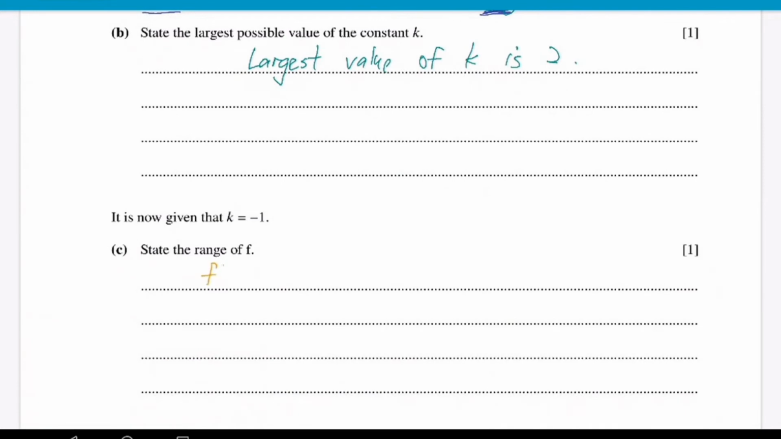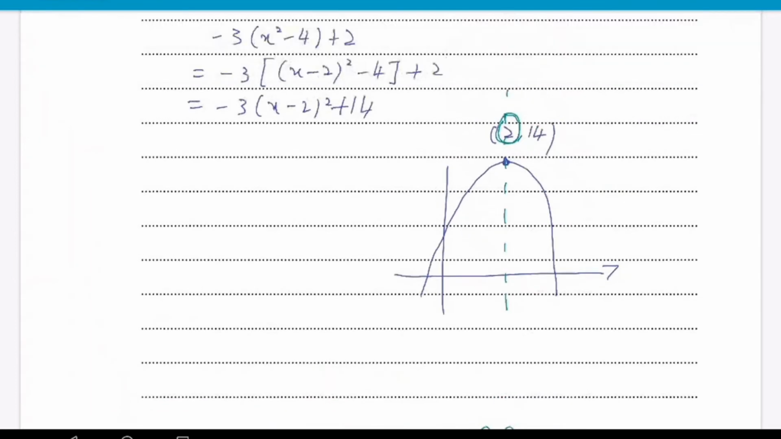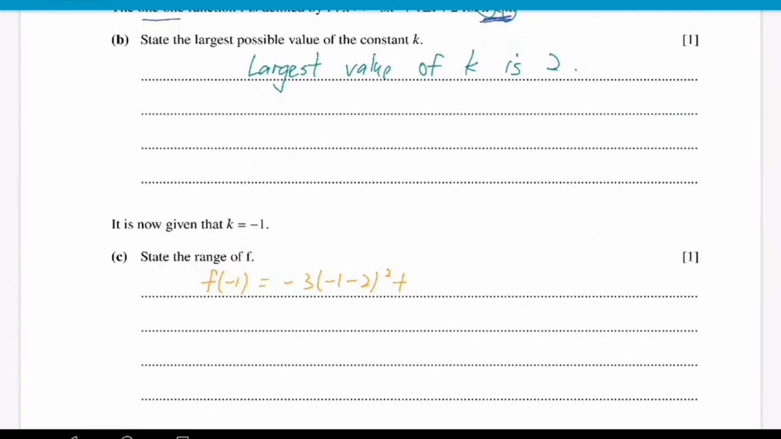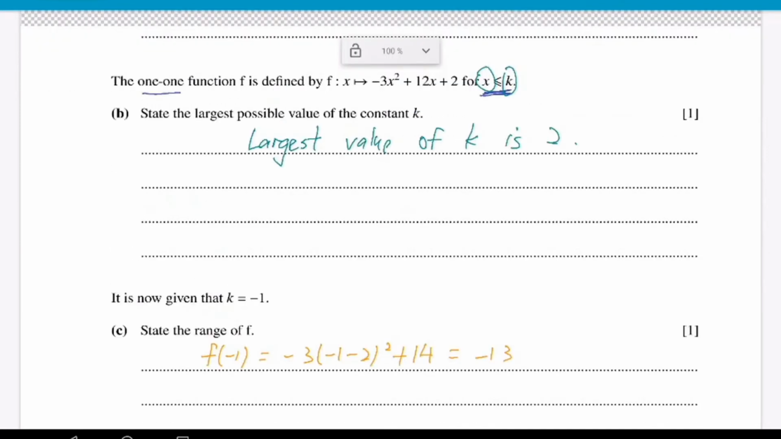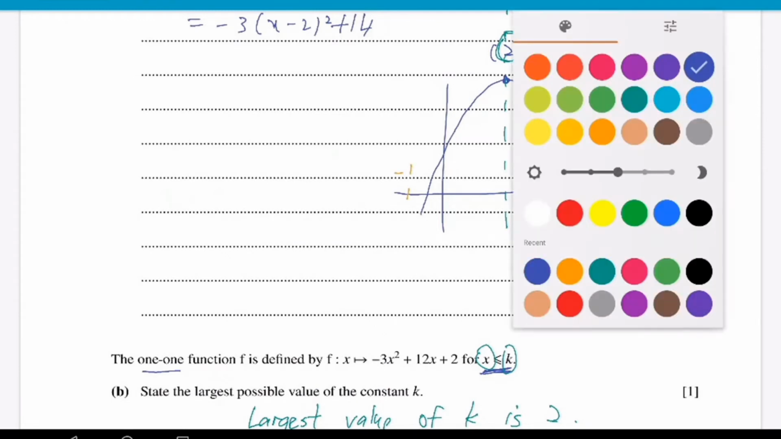So f of -1 is, let me look at my function just now, -3(-1 - 2)^2 + 14. This is giving us, what is the value here? -3 squared is 9, minus 27, this is -13. Okay, so f of -1 is something like this here. This is the part of the curve that we're actually looking at.